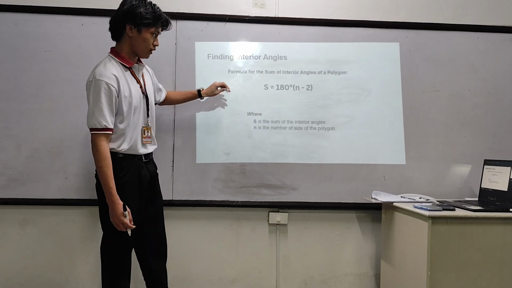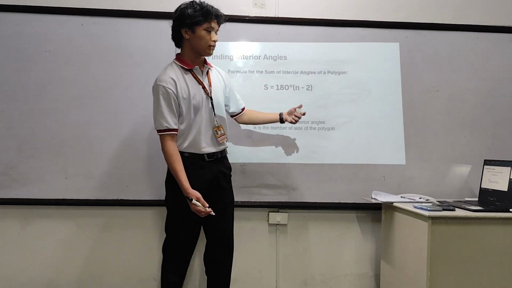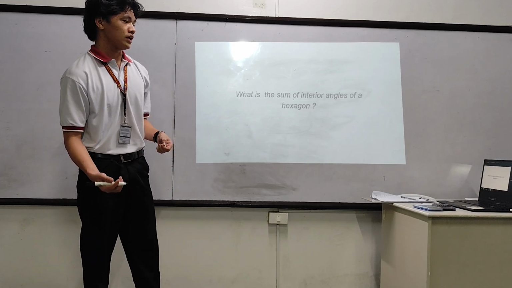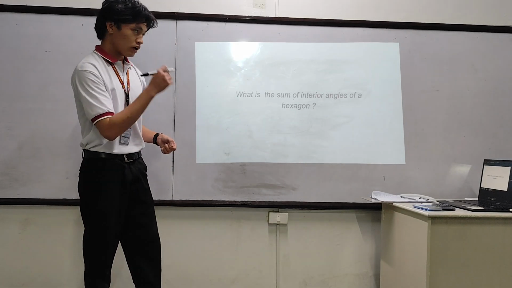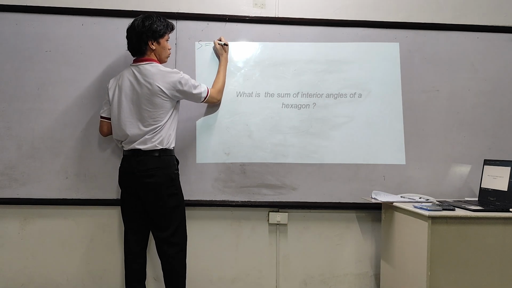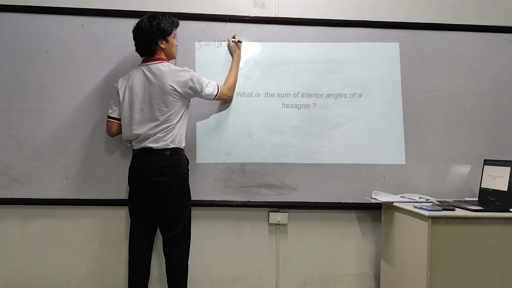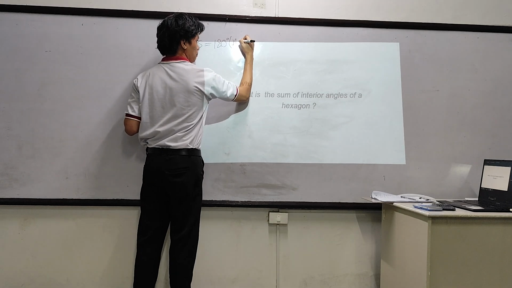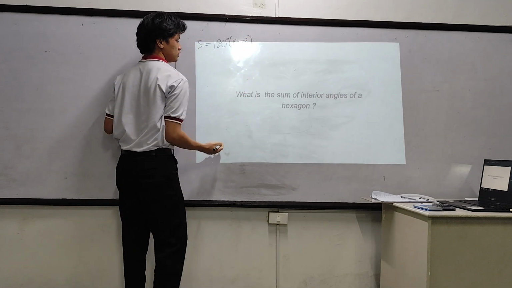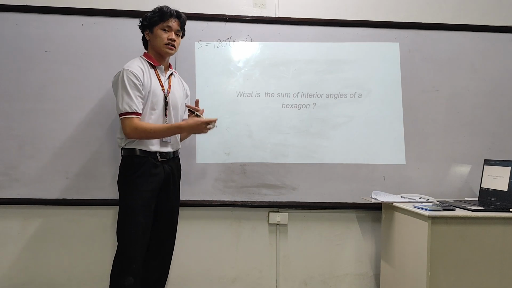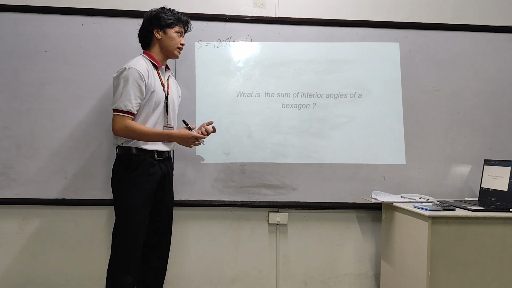I'm going to solve a problem for this. What is the sum of the interior angles of a hexagon? The formula for that is S is equal to 180 degrees times (n minus 2). So how many sides does a hexagon have? It has 6 sides, right?